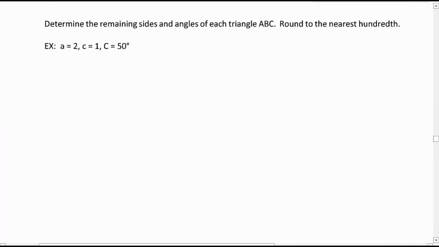So let's determine the remaining sides and angles of the triangle, and we'll round our answers to the nearest hundredth. I see side C and angle C, a known pair. So I know I can do law of sines here. I also notice that only one angle is given, so this is going to be the ambiguous case, and I'm going to have to be heads up for that. So side C over sine of angle C equals side A over sine of angle A. And we need to solve for angle A. We have a proportion, so we'll cross multiply.